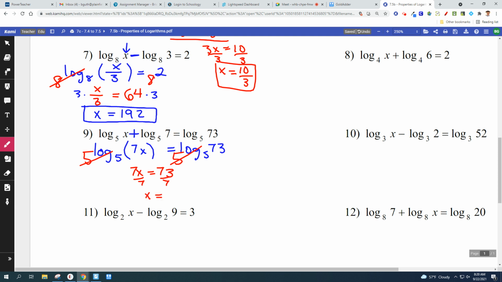Is 10.46. Is that what you said? 10.43. Okay. If you want to do that, you do that. But if you want to leave it as a fraction, it's 73/7. And you said that was about 10.43 on a calculator. Either way.